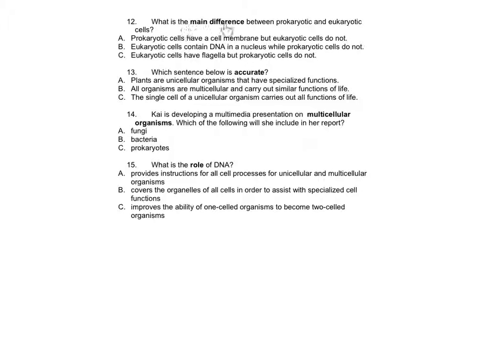Number 12, what is the main difference between prokaryotic and eukaryotic cells? A, prokaryotic cells have a cell membrane, but eukaryotic cells do not. B, eukaryotic cells contain DNA in a nucleus, while prokaryotic cells do not. C, eukaryotic cells have flagella, but prokaryotic cells do not.